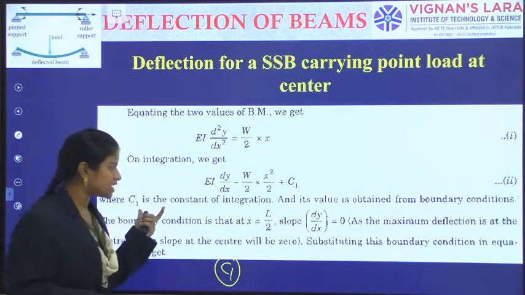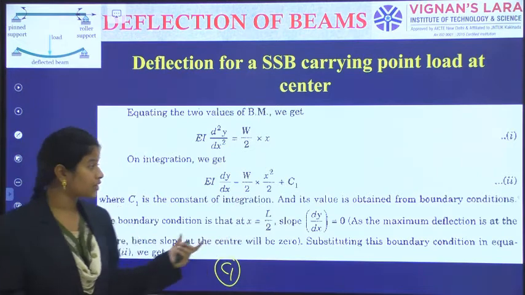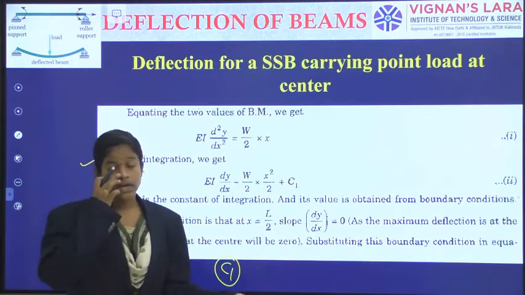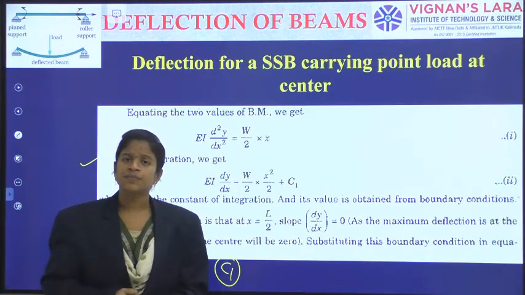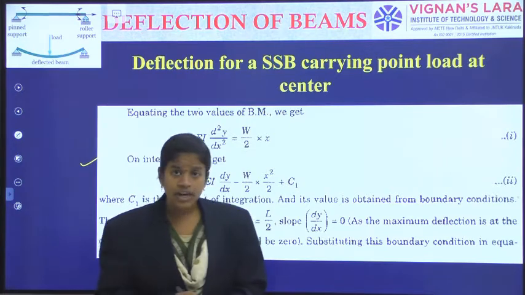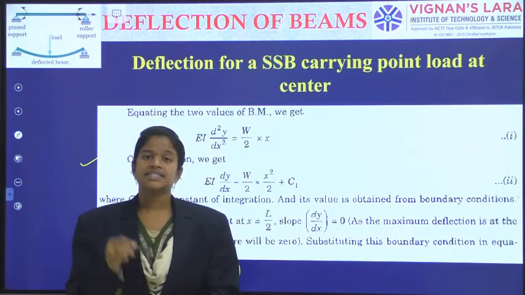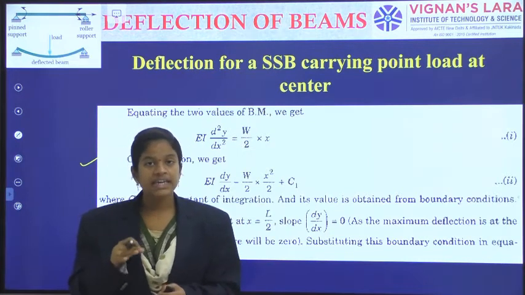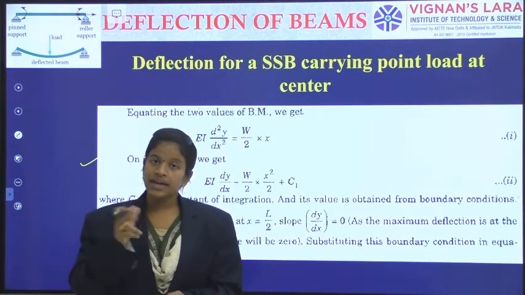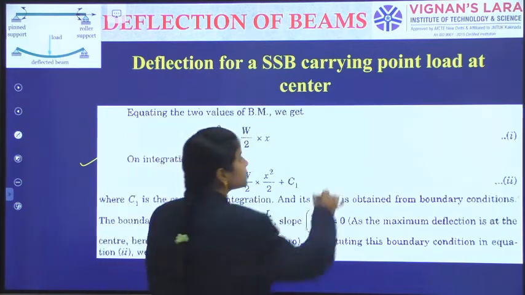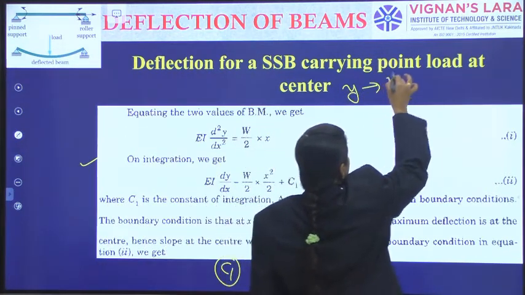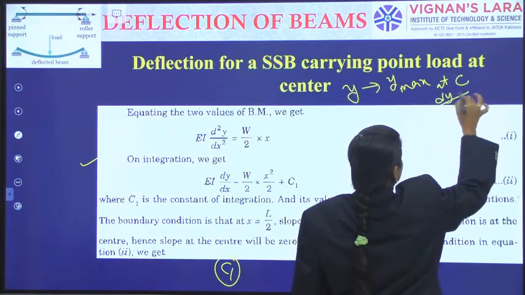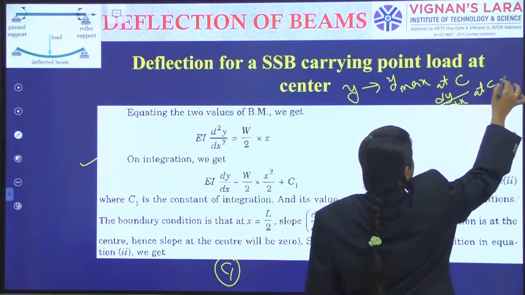So C1 is the constant of integration and the value is obtained from the boundary conditions, which are that at X equal to L by 2, the slope dy by dx is equal to 0. Why is it happening? Just now we mentioned that at the center, at C, YC is maximum. When anything becomes a maximum, its derivative at that level is equal to 0. As Y is Y maximum at C, dy by dx at C is equal to 0.